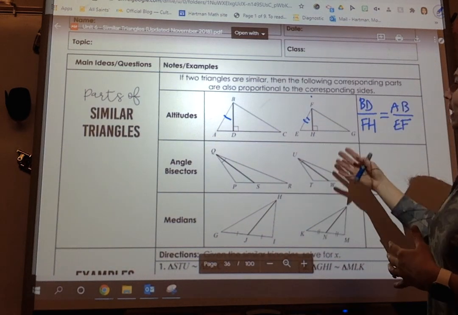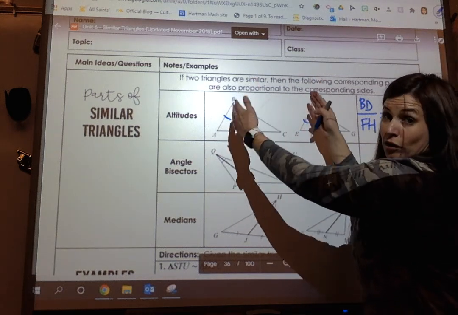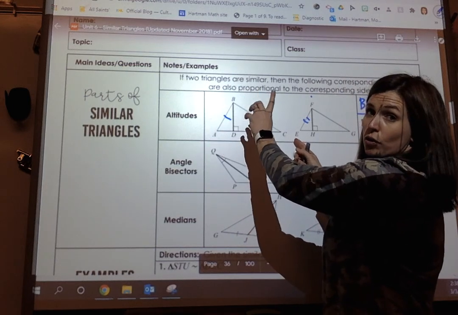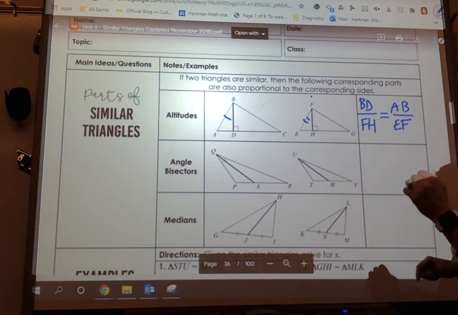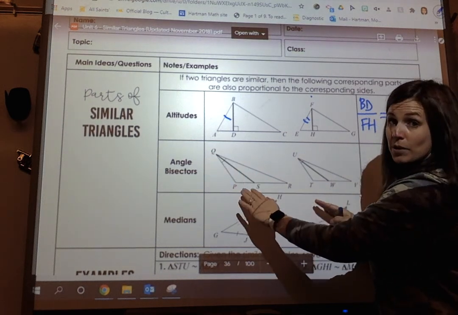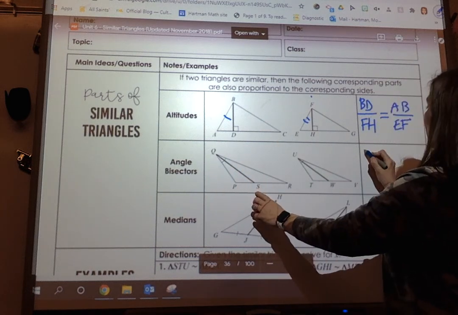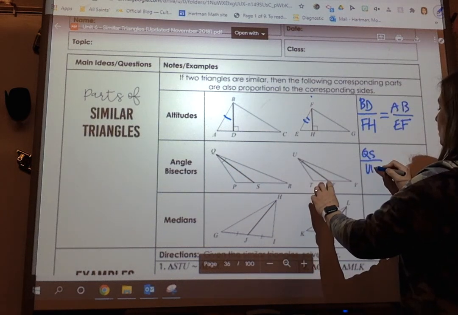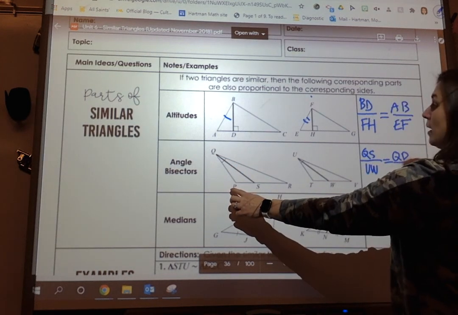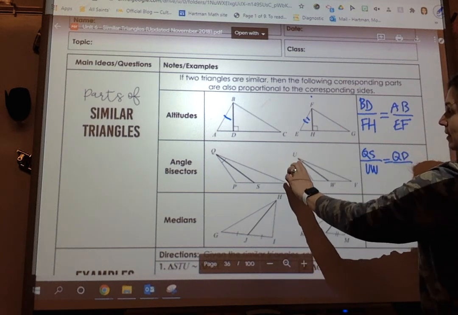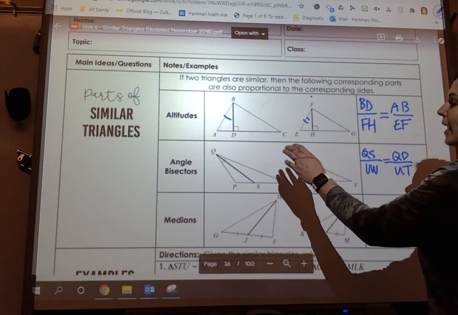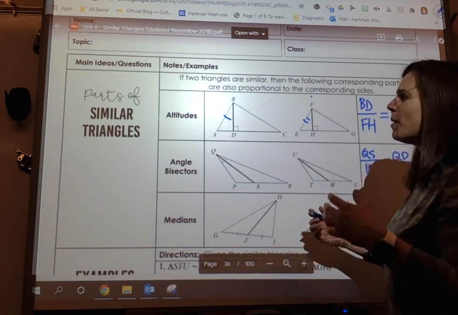So when you look at this, think, okay, altitudes, my altitudes are proportional, and then the side that's corresponding with that triangle is also proportional, okay? That's altitude. And it's very similar for angle bisectors. If these are similar, then QS is proportional to UW, and this side length QP is proportional to the corresponding similar side of UT, okay? So that's angle bisectors.